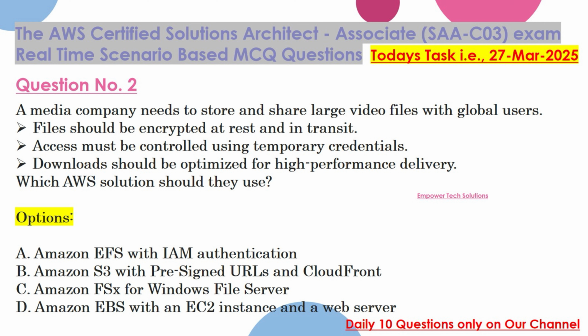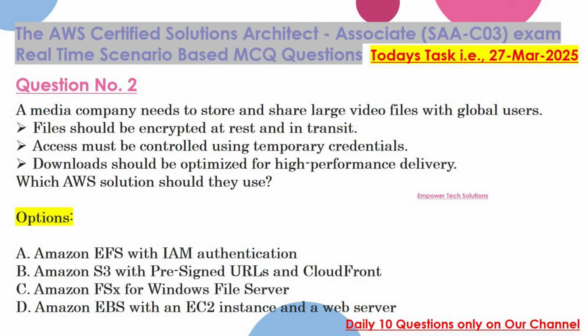Question 2. A media company needs to store and share large video files with global users. Files should be encrypted at rest and in transit. Access must be controlled using temporary credentials. Downloads should be optimized for high-performance delivery. Which AWS solution should they use?